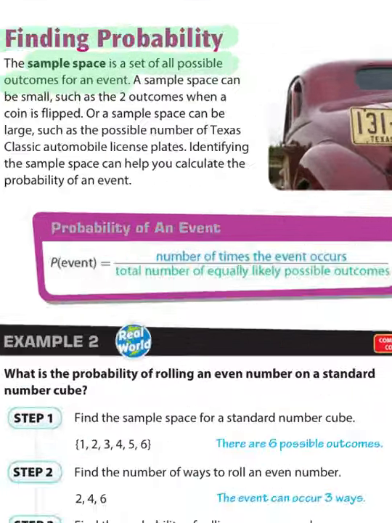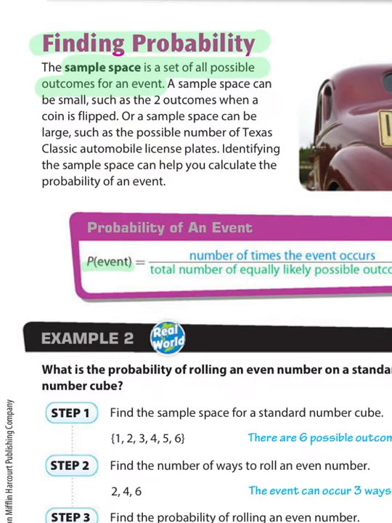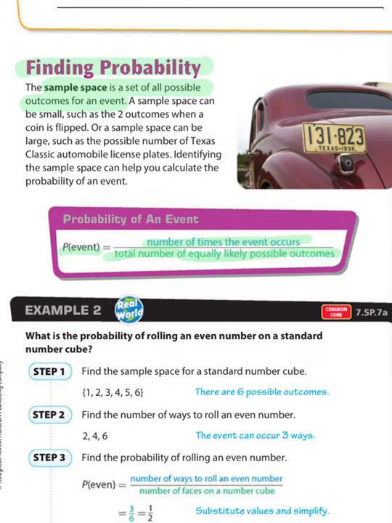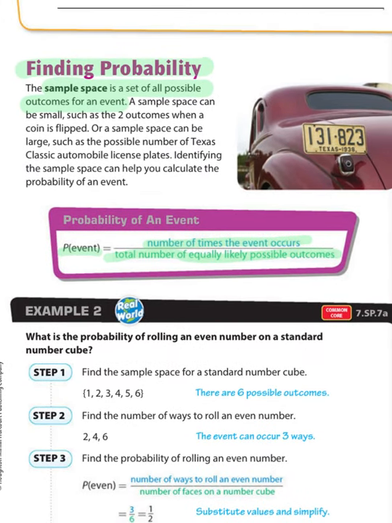So how do we calculate that? The probability of an event is the number of times the event occurs or could occur over the total number of equally likely possible outcomes. So when we roll a dice, that bottom number is always 6 because there's 6 sides of the dice. Then the top number depends on the event.